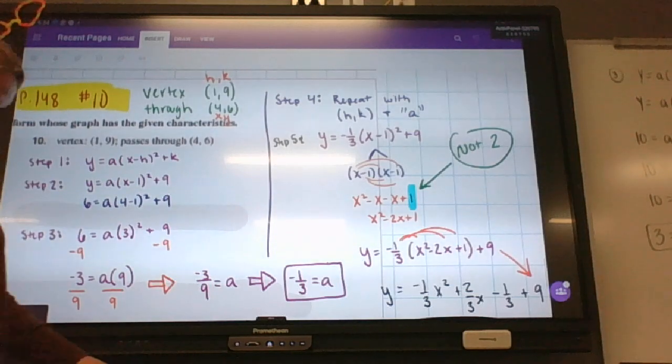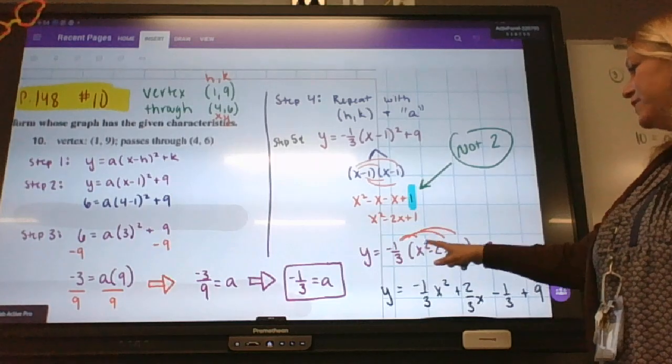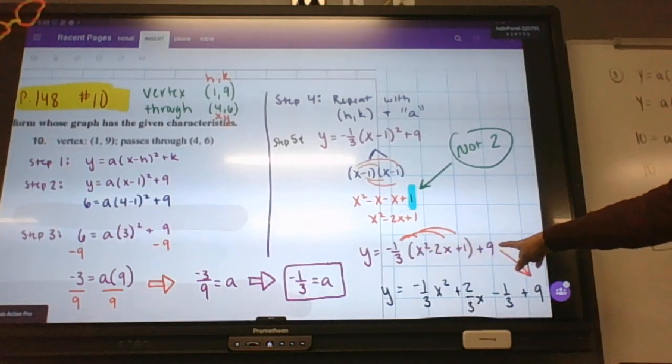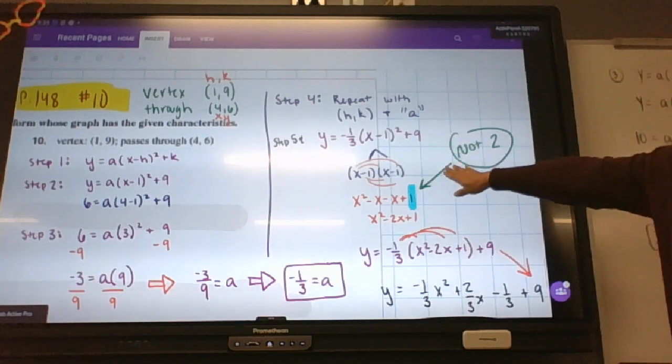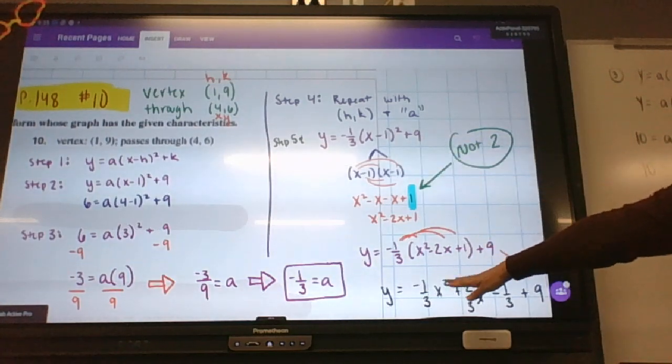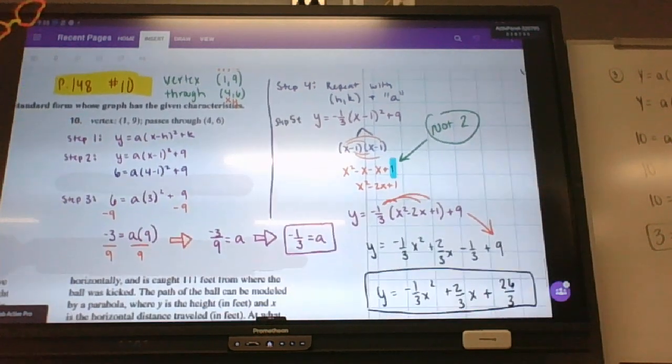All right, so after that, you distribute the 1/3, not all the way to the 9. Everybody forgets the 9 at the end. The 9 is here, still here. Distribute 1/3, and then you have to combine the numbers at the end. So I actually want to see everybody pull out a calculator right now.